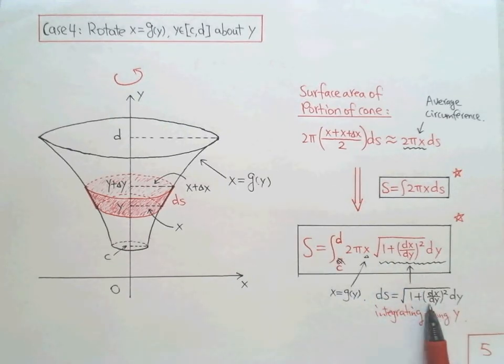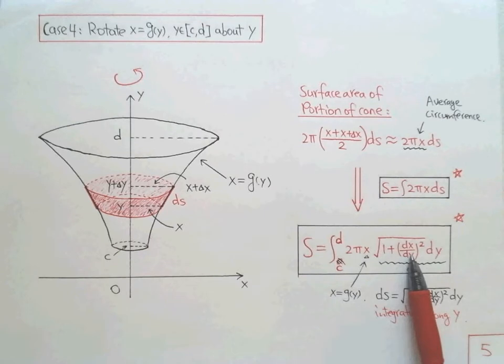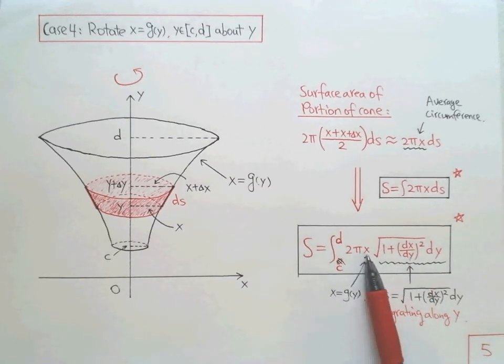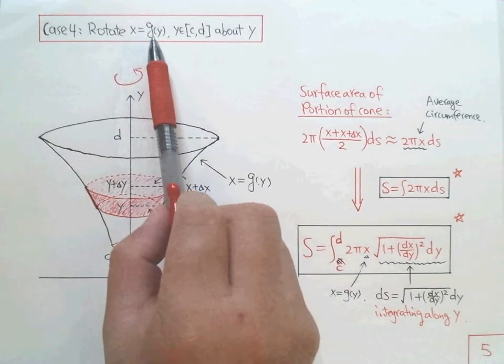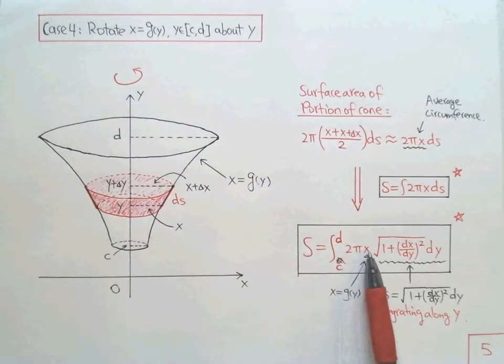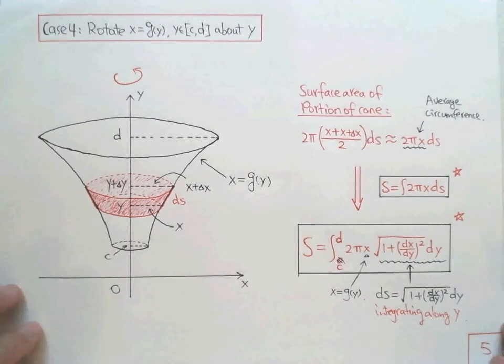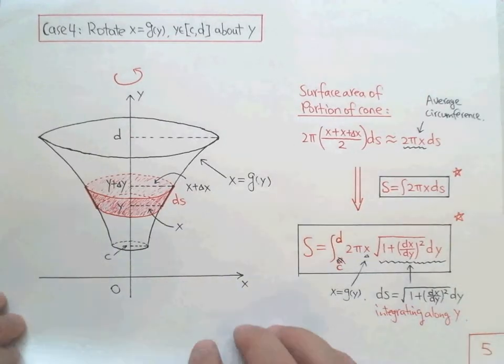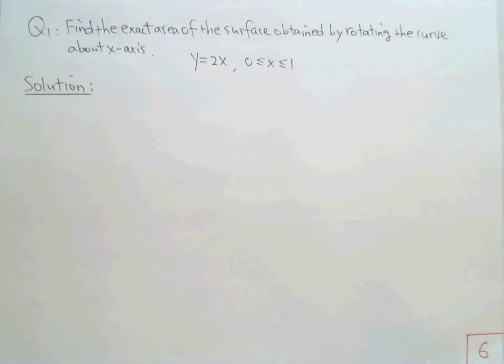So ds this time goes to this. Okay, goes to this ds, we put a ds here. We need to integrate along y, so x we need to change it to y. What is x? X is a function of y, so we put the g(y) in here. 2 pi g(y), do this big integration. That's the formula. So we have almost everything. If you understand this formula, that's everything. Now what do we need to do? We just use the formula to integrate.